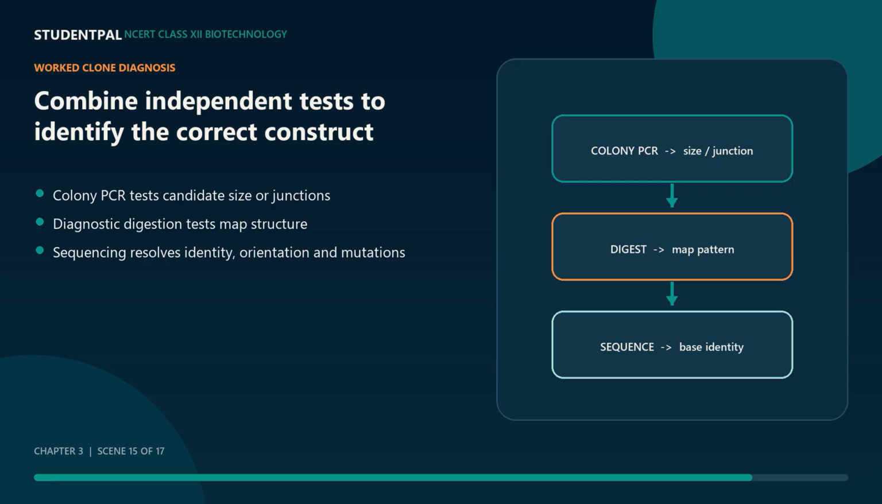Each method contributes different information. A correct PCR size does not reveal every base. A diagnostic digest may not distinguish 2 sequences with the same map. Sequencing is powerful, but poor quality reads or incomplete coverage still matter. The best conclusion is based on agreement among independent observations and includes a suitable empty vector or known construct comparison.